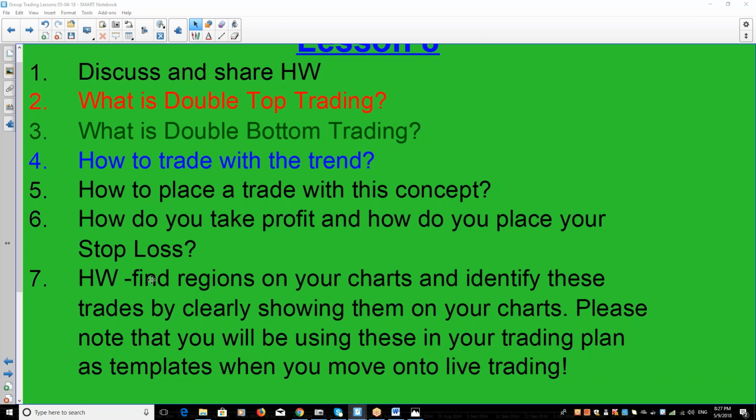Now we're going to find the regions on your chart for your homework. That is, identify these zones, showing them on your charts. What I need is for all of these zones, because you almost want to make them perfect, and then you're going to email me these by Sunday, okay? So you're going to find any region on any of your graphs that you can see an exact replica setup of what I'm going to be teaching you today.